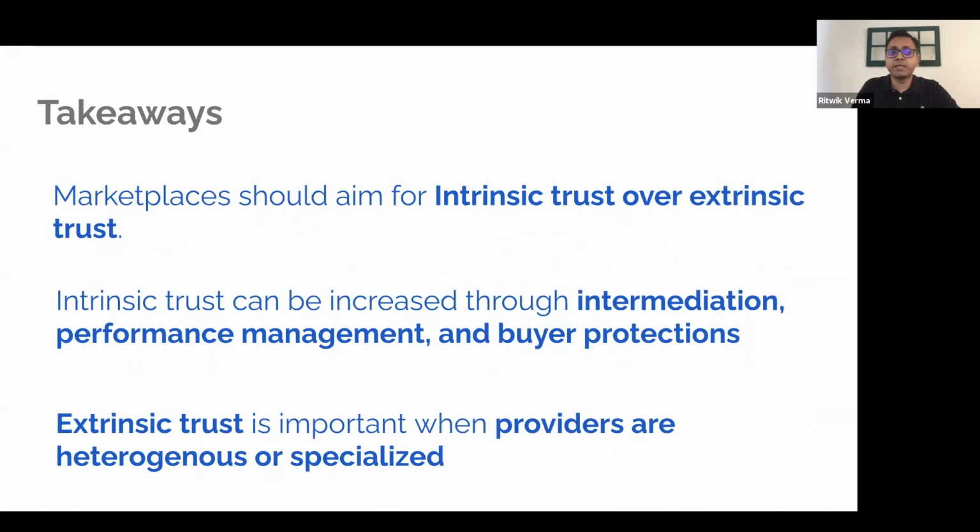The first takeaway is that marketplaces should aim for intrinsic trust over extrinsic trust, especially because the intrinsic trust signals are more effective, and if buyers have enough intrinsic trust in a marketplace, they would just ignore any other signal about the provider, and they will trust the marketplace more. Intrinsic trust can be increased through intermediation, performance management, and buyer protections. Basically, they are ensuring a minimum service level or quality level on the website that buyers can expect and trust. Extrinsic trust is important when providers are specialized, heterogeneous, and buyers have an actual need to distinguish provider A from provider B.